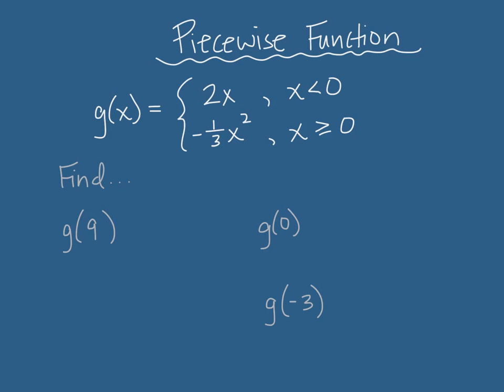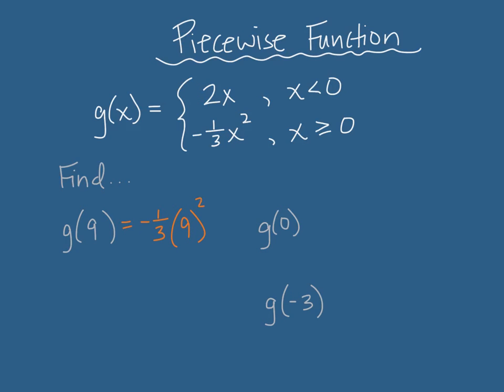We have to first realize what we're plugging in. So in our first one, g of 9, 9 is our input. Where does 9 fit in? Does it fit in up here? No. Does it fit in here? Yes. 9 is greater than or equal to 0. That means we're following this bottom rule. So we're going to do the same thing as before. We're just going to plug in 9 everywhere there's an x in this rule, the -1/3 times x squared.